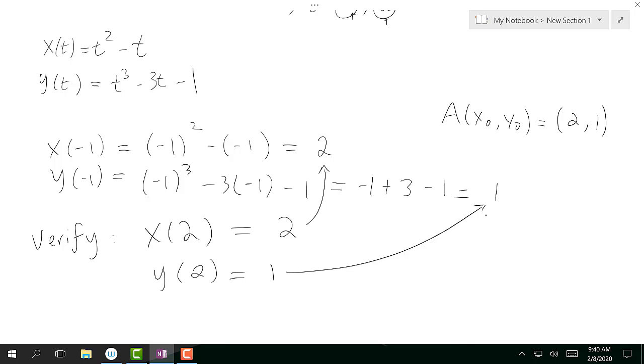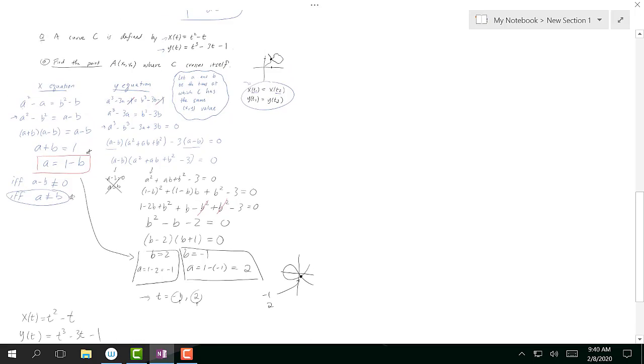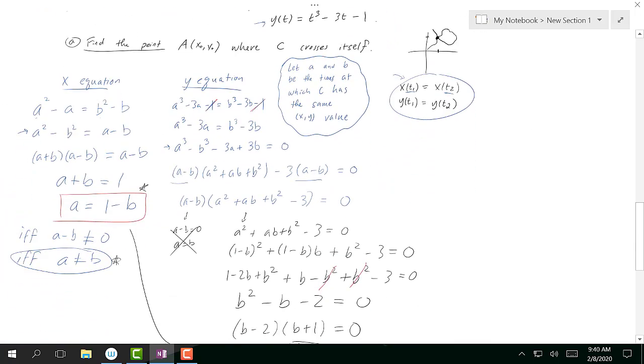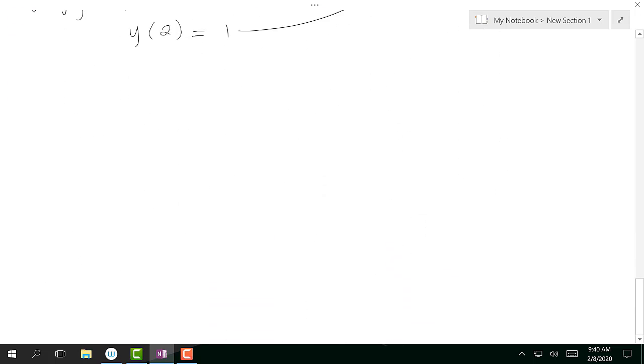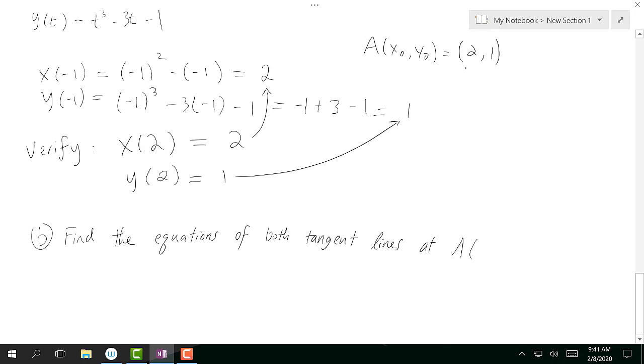Okay, so we're going to look at a couple more things with this one and then move on to something a little bit different. So, yes, all this that you're seeing is just part A of the question. Again, we're going to keep looking at this curve. Now what we're going to do is find the equations of both tangent lines at A, which again is the point we just found, 2, 1.